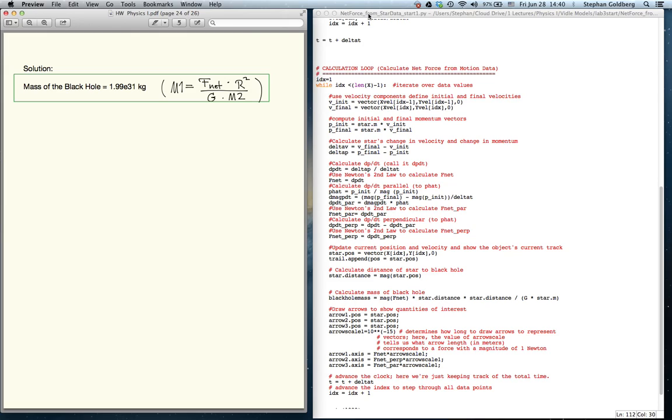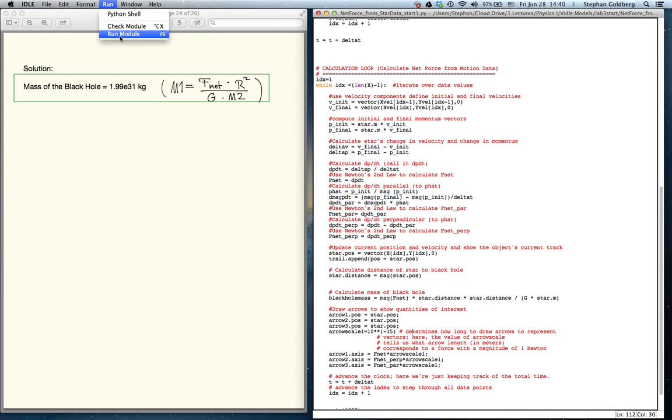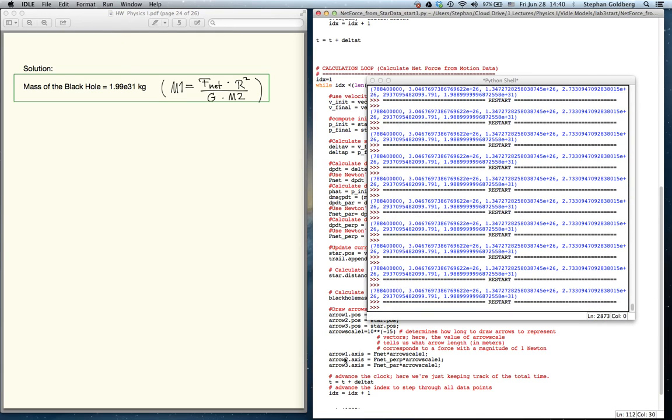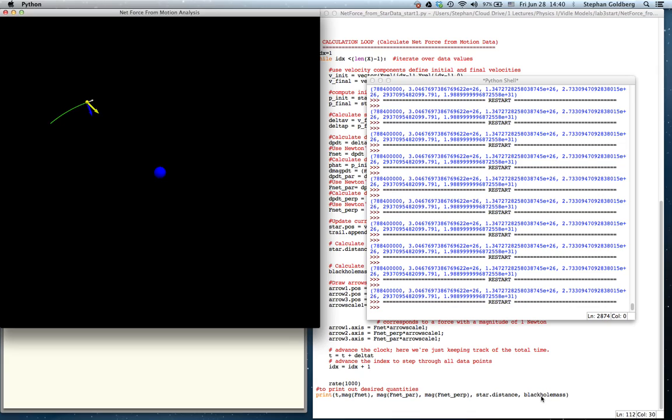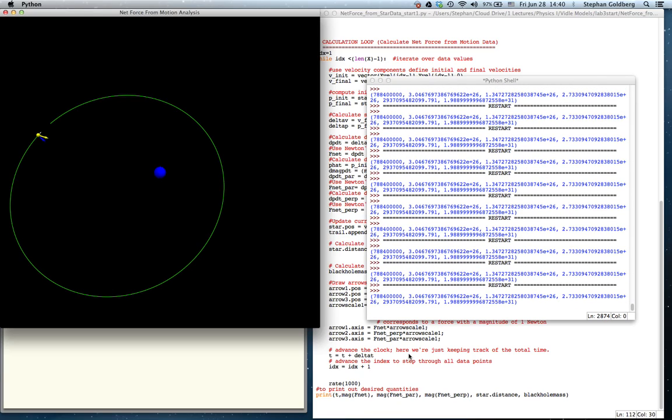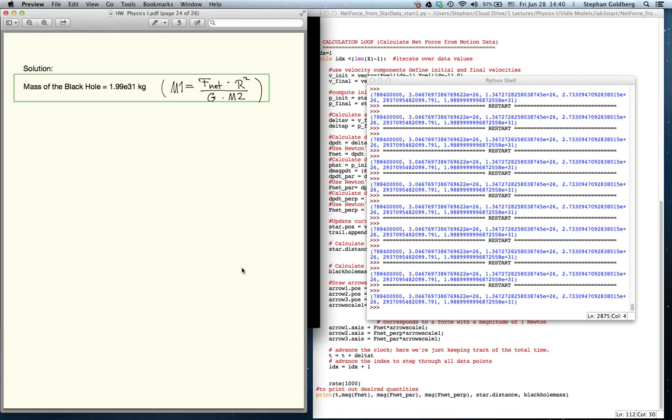And so let's run this code. I told the program to print the black hole mass at the end once it's running the simulation. Okay, so here is the mass of the black hole in the end. So roughly 10 times the mass of the star.